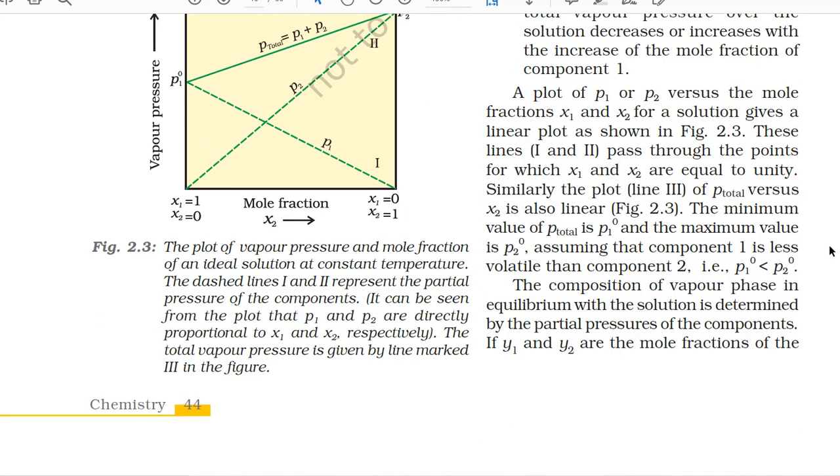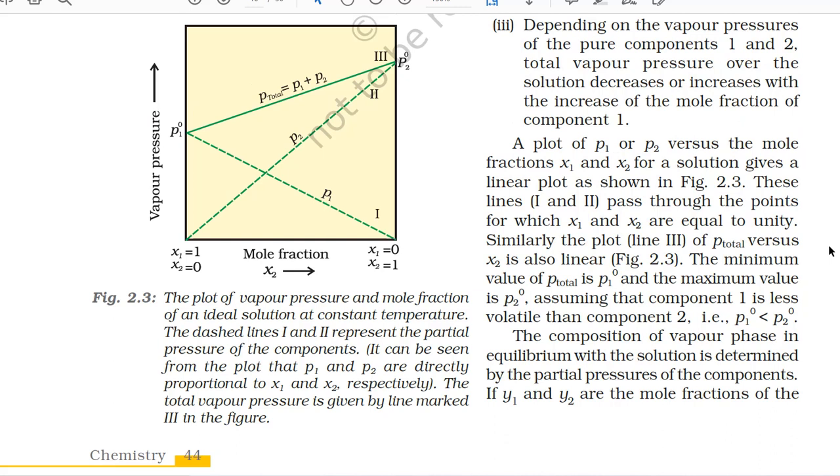A plot of P1 and P2 versus the mole fractions x1 and x2 for a solution gives a linear plot as shown in figure 2.3. These lines (I) and (II) pass through the points for which x1 and x2 are equal to unity. Similarly, the plot (line III) of P total versus x2 is also linear in figure 2.3. The minimum value of P total is P01 and the maximum value is P02, assuming that component 1 is less volatile than component 2, that is, P01 less than P02.